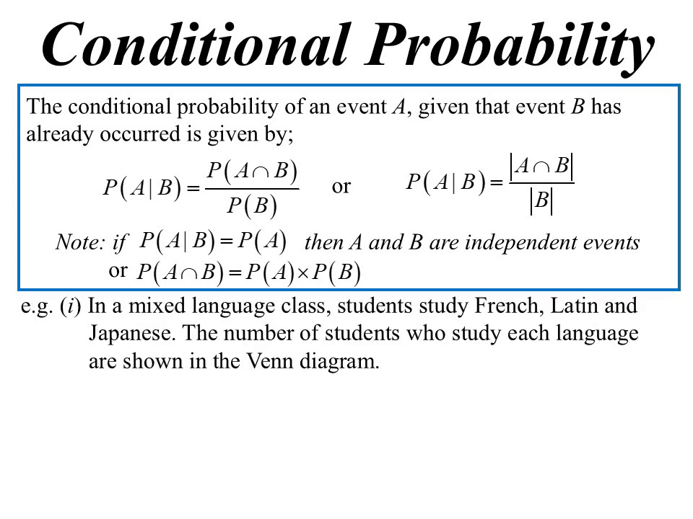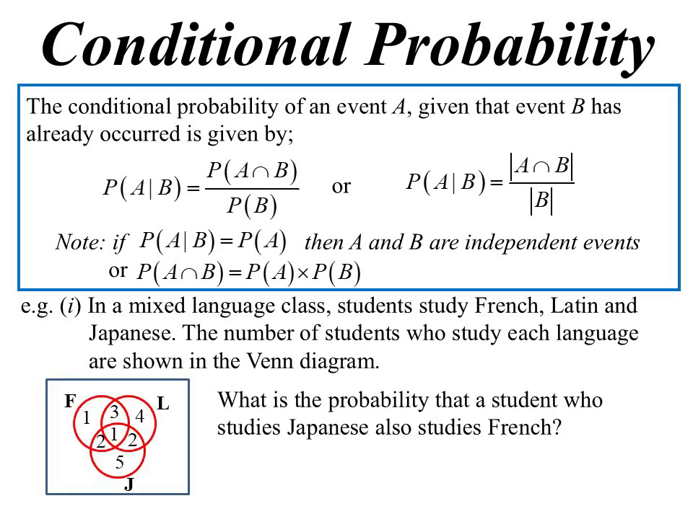Let's look at this. We've got a mixed language class. They either study French, Latin or Japanese. The number of students who study each language, and we've got a Venn diagram displaying all that information. We want to know the probability that a student who studies Japanese also studies French. So essentially what we're saying is, what's the probability they study French given that they study Japanese?